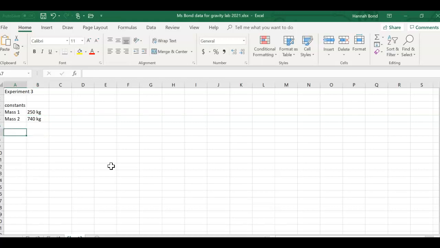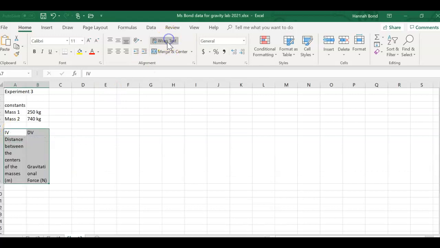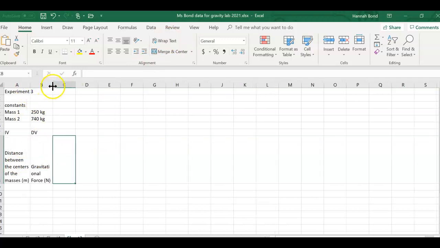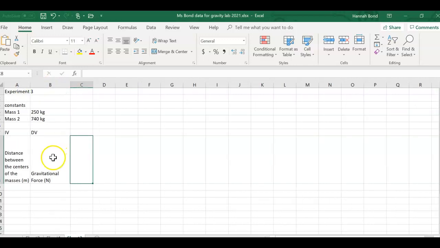Then I'm going to make a table, independent variable on the left, dependent variable on the right. My independent variable is the distance between the centers of the masses, measured in meters. My dependent variable is the gravitational force, which is measured in newtons. I obviously need to wrap text here so that I can see the full words. Okay, I'm going to put my data in this table as I get it.